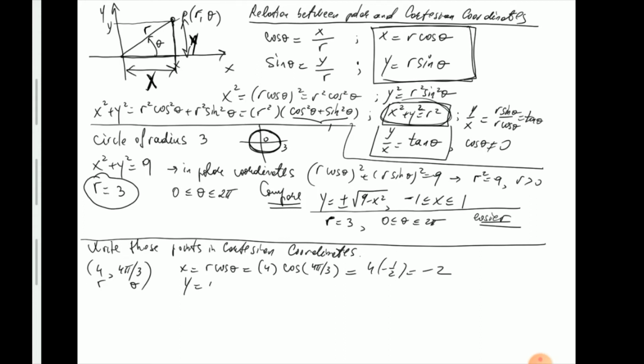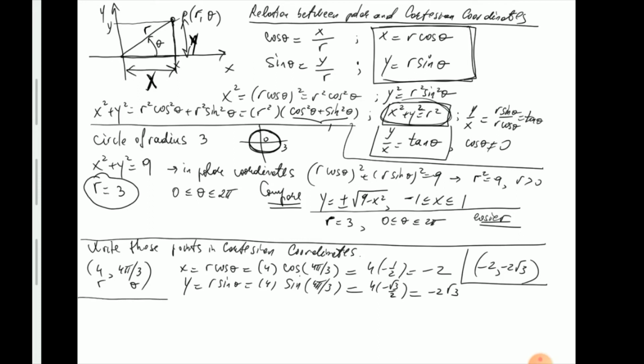And y, r sine of theta, which is 4 sine of 4 pi over 3. And that's also negative, minus root 3 over 2, which is going to be minus 2 root 3. So the same point in Cartesian coordinates will be minus 2, minus 2 root 3. So let's do 2 more before we move on to the other page. The point minus 2, 3 pi over 4, again in polar coordinates.